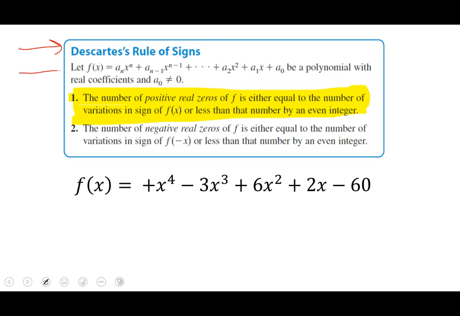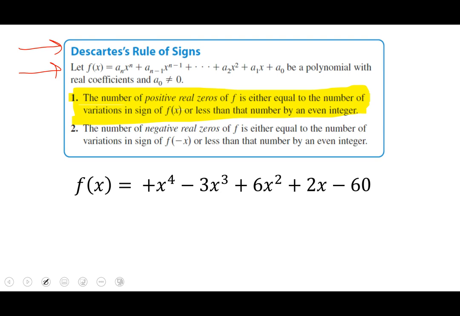So again, start by looking at the qualifier. If you have that big fancy polynomial with real coefficients and the constant not equal to 0, again, I'm not really going to trick you and ever give you a polynomial that doesn't meet those requirements, but it's still important to know. And then there are 2 pieces of the rule, part 1 and part 2, and we're going to do each one. So part 1 of the rule says the number of positive real zeros of f is either equal to the number of variations in sign of f of x or less than that number by an even integer.